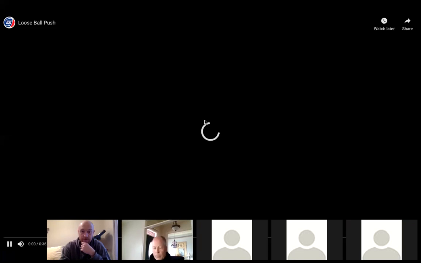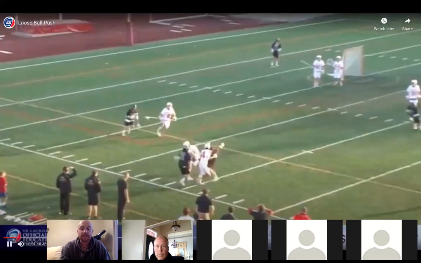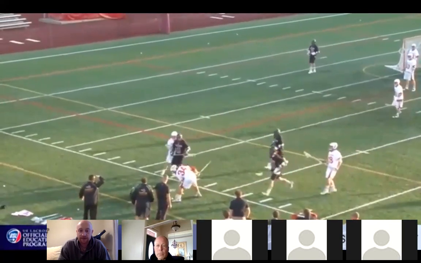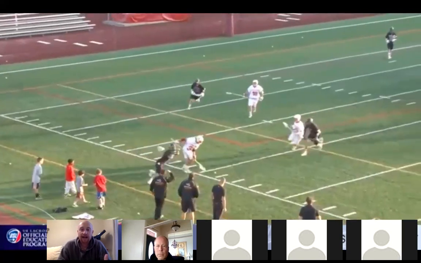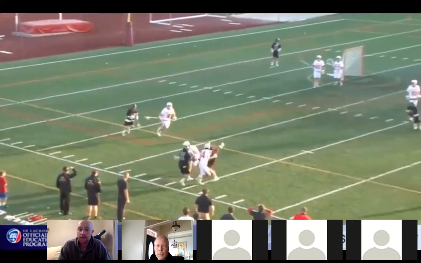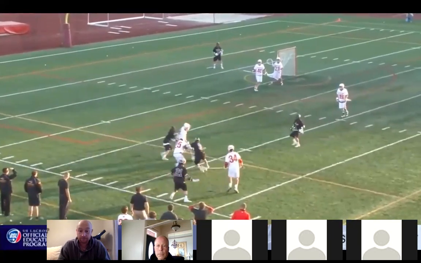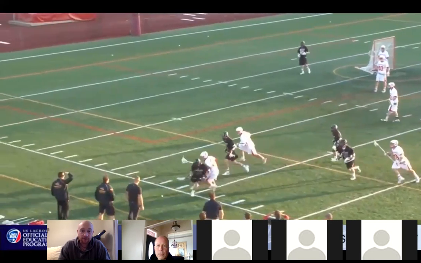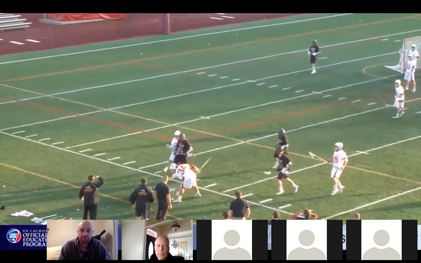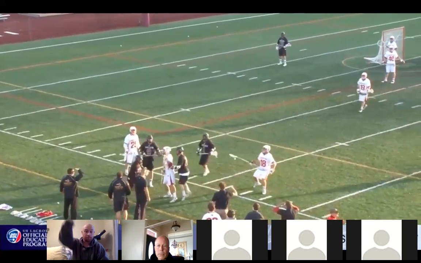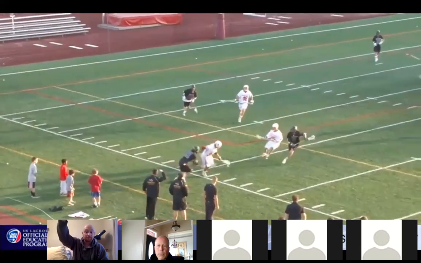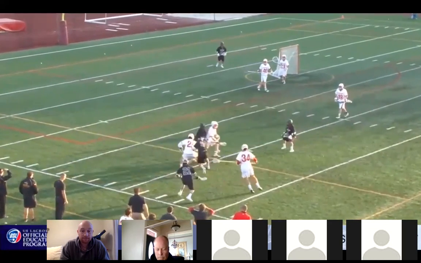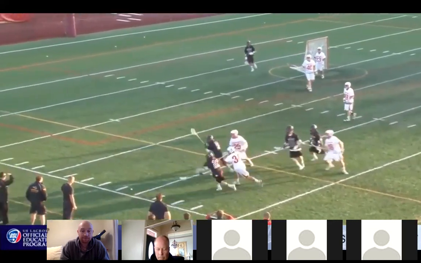Let me get this video queued up. This is our first example for a loose ball push, and it'll play itself a couple of times. Black is in their attacking area, and there's a loose ball. Ball's going around. Ball's still loose. Black's going to play the ball. White pushes him. When the ball is loose, play on. Award the ball to black. Loose ball push.